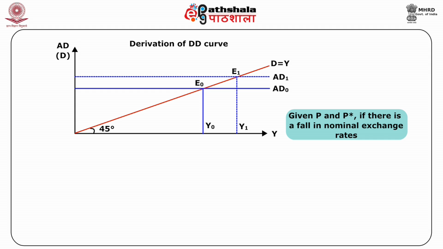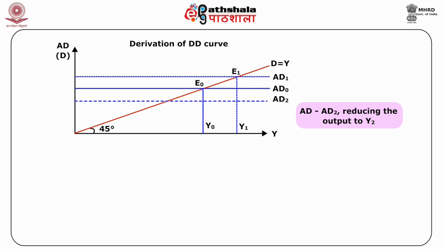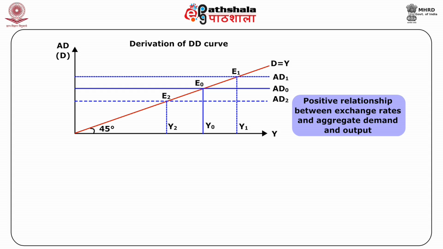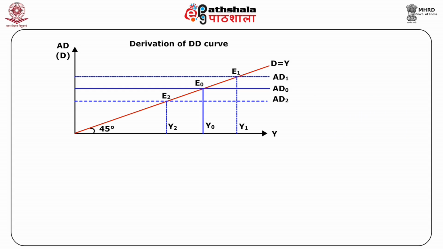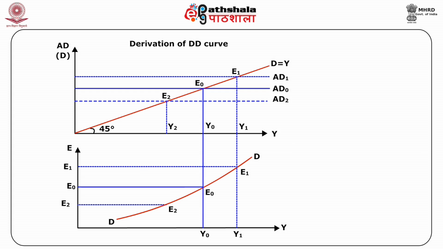Similarly, given P and P star, if there is a fall in nominal exchange rates, it will make domestic goods expensive in comparison to foreign goods, leading to a decrease in aggregate demand. This shifts AD curve downward to AD2, reducing the output to Y2. Thus, there is a positive relationship between exchange rates and aggregate demand and output. Plotting this relationship between output and nominal exchange rates on YE plane, we get an upward sloping demand curve, which is DD curve. The 3 points E0, E1, and E2 are plotted against output and exchange rates.